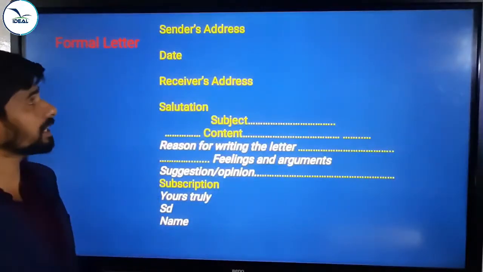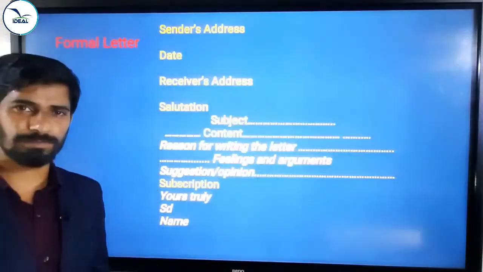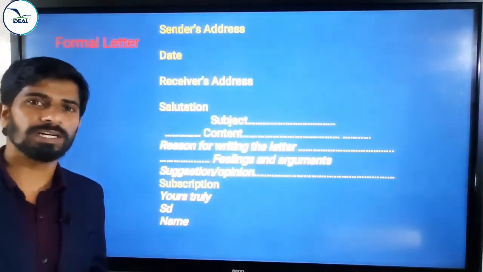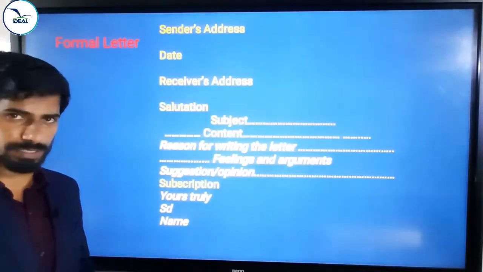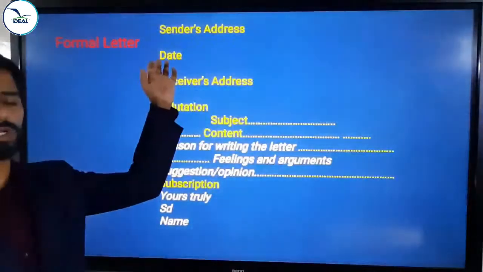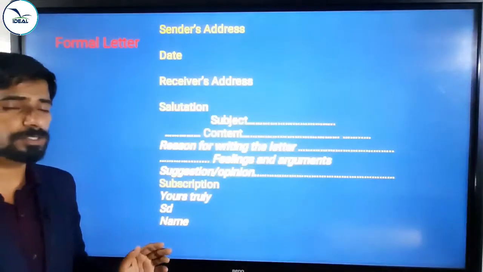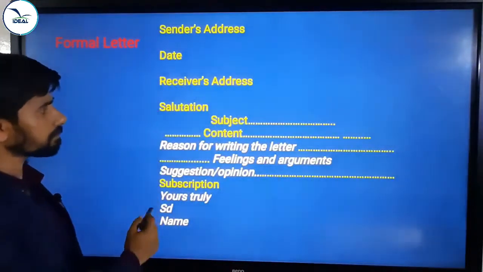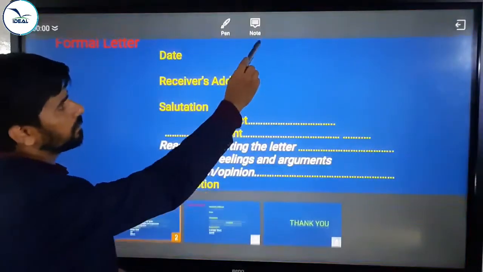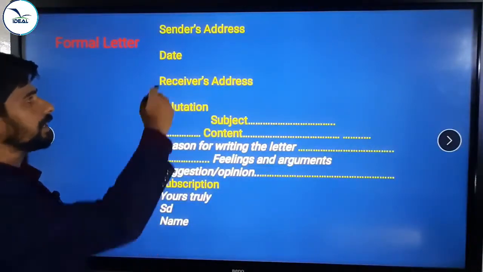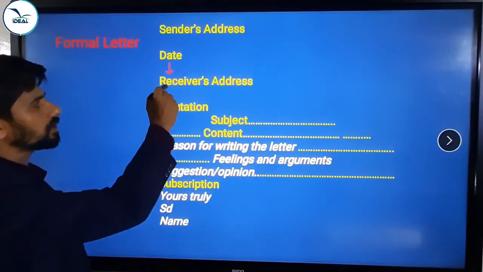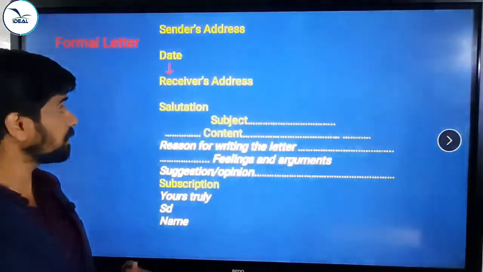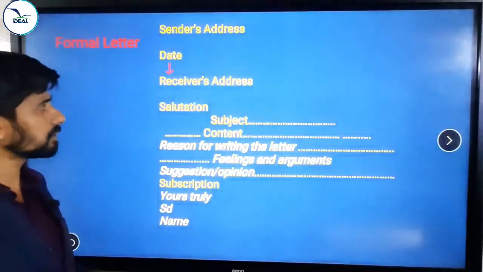So the first thing is sender's address. We begin with sender's address. If you are writing the letter, you can start with your name and your address, and leaving a small space you can write the date. Understood? And again leaving a small space, you can write the receiver's address, to whom you are writing the letter.